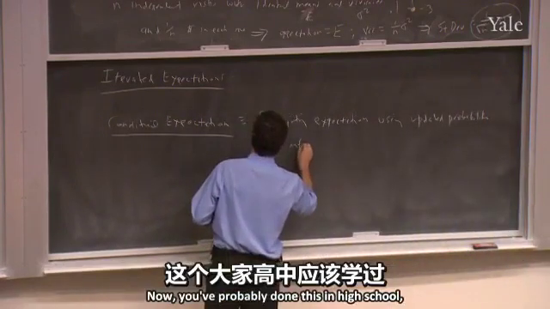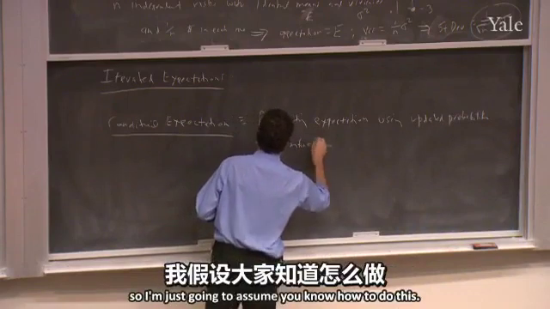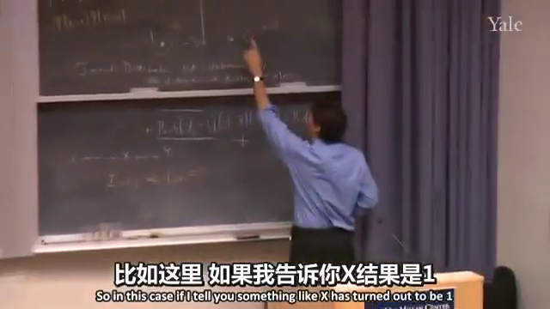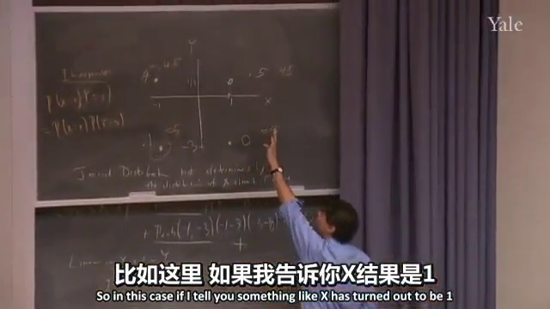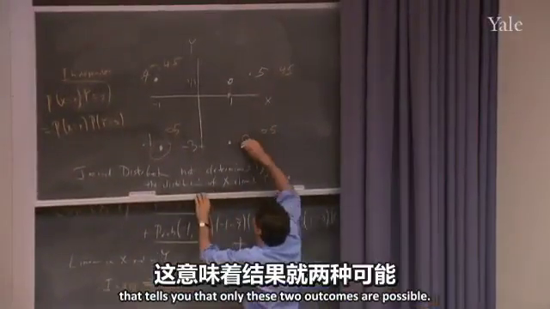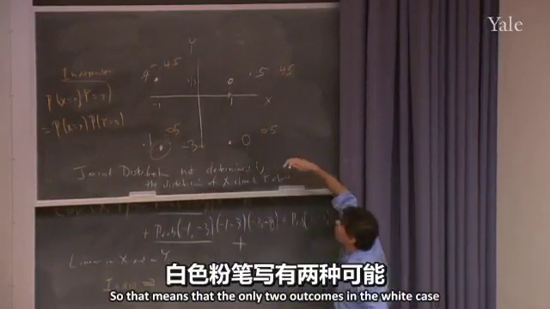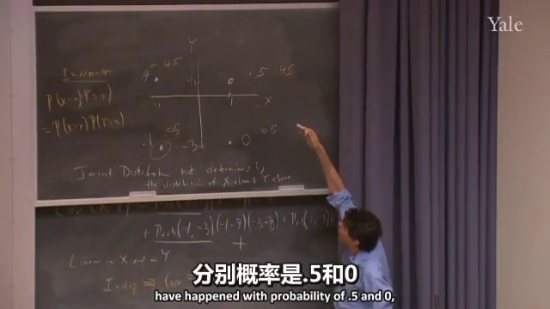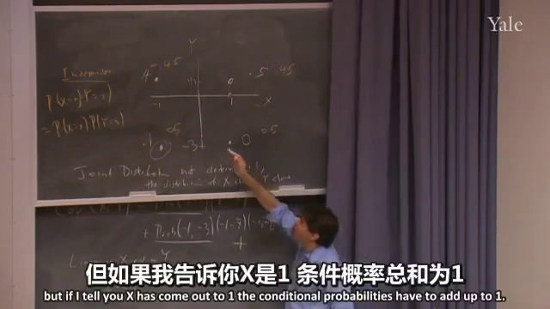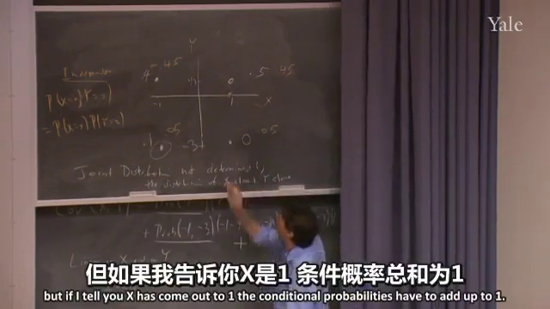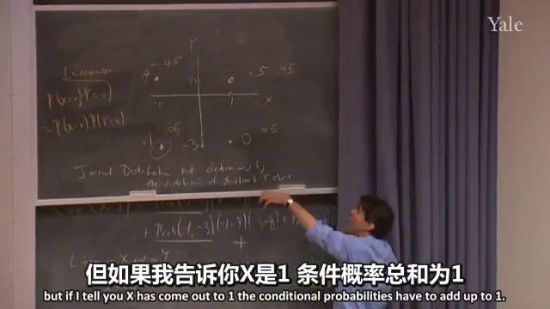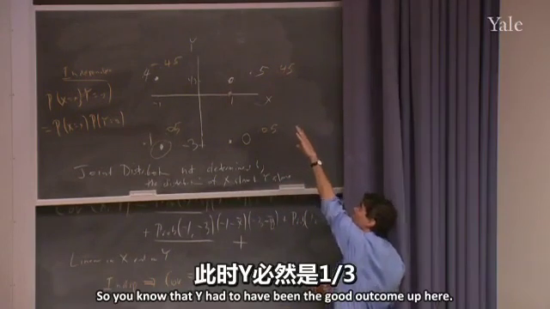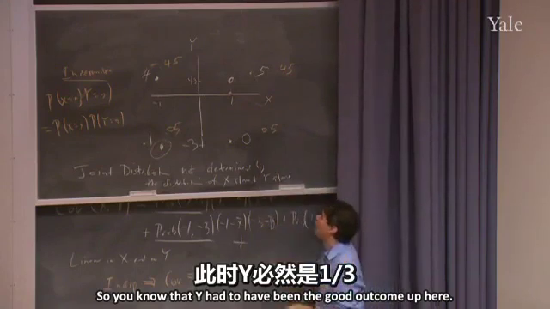Now, you've probably done this in high school, so I'm just going to assume you know how to do this. In this case, if I tell you something like x has turned out to be 1, that tells you that only these two outcomes are possible. So the only two outcomes in the white case have happened with probability 0.5 and 0. But if I tell you x has come out to 1, the conditional probabilities have to add up to 1. So you just scale things up. So you know that y had to have been the good outcome up here.